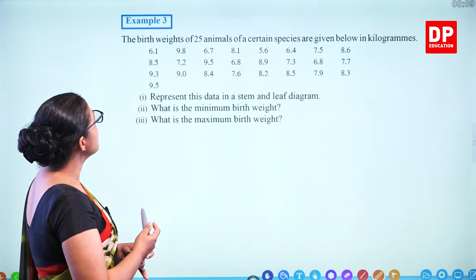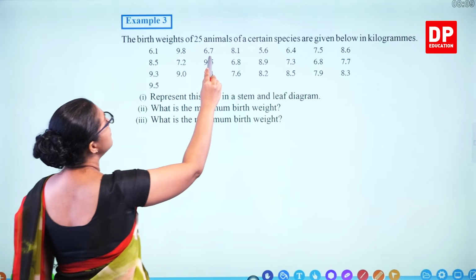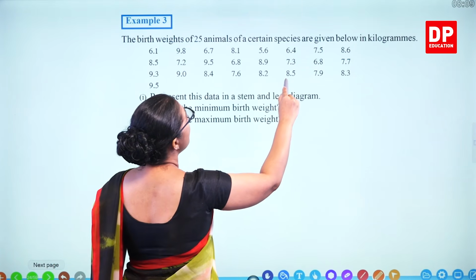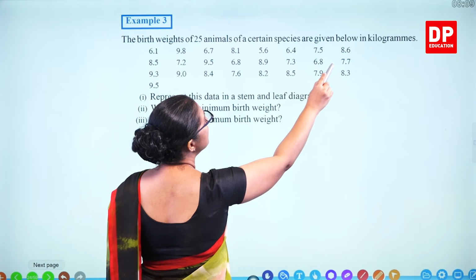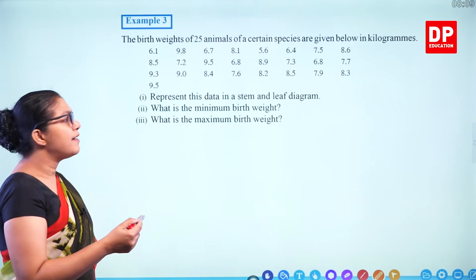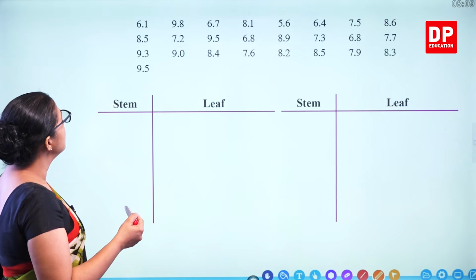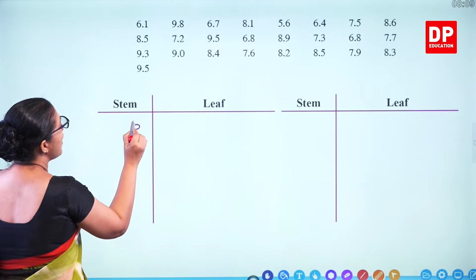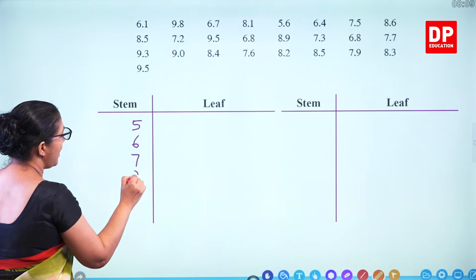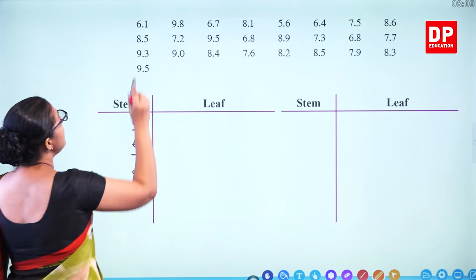So these are decimals. So first identify the digits. 6 there, 9. 5 is also there. So 5 is the lowest stem value and 9 is the highest stem value. So we'll draw it. So you can start from 5. 6, 7, 8, 9. Now mark the leaf.